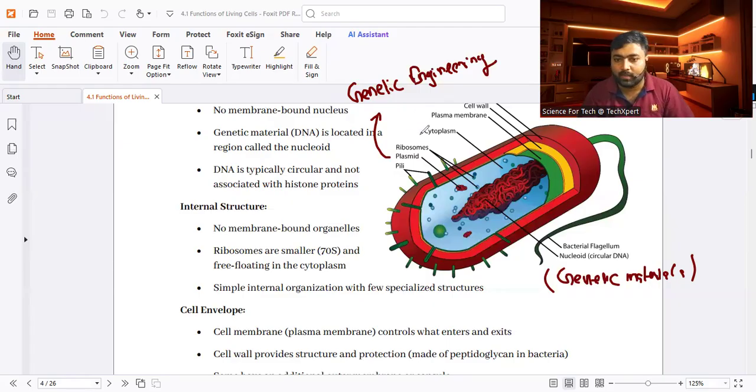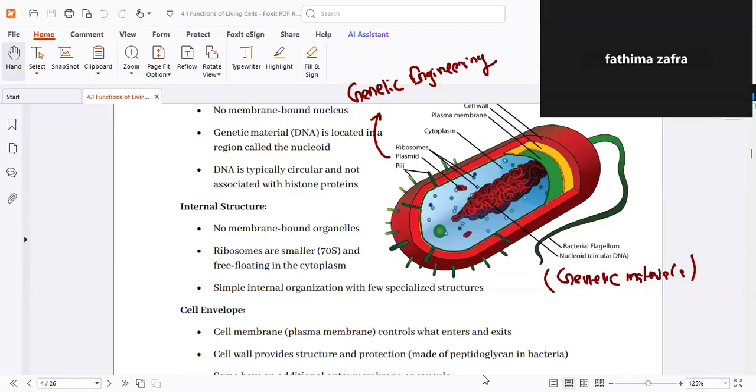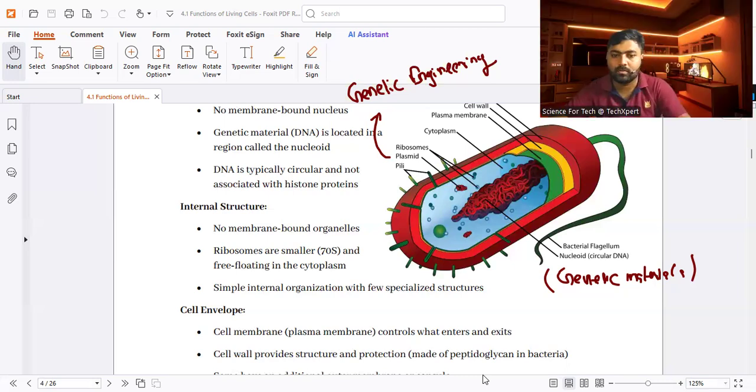Then can you write this genetic engineering and genetic materials? Wrote, sir. Okay.